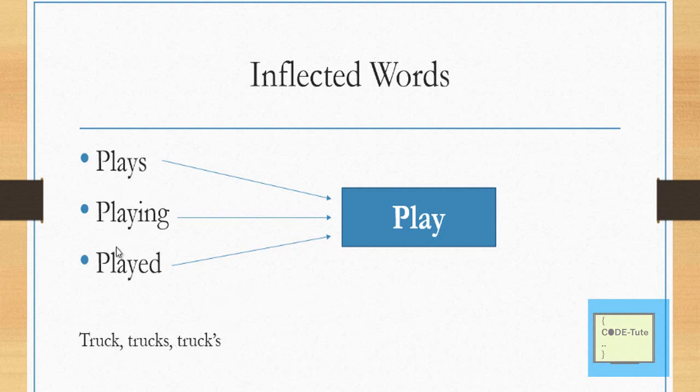If I check these three words, all of them have a common root word, and this play is the root word. So stemming and lemmatization help us to derive the root word from the inflected word. So if I want to derive the root word from any inflected word, then I can perform stemming and lemmatization.